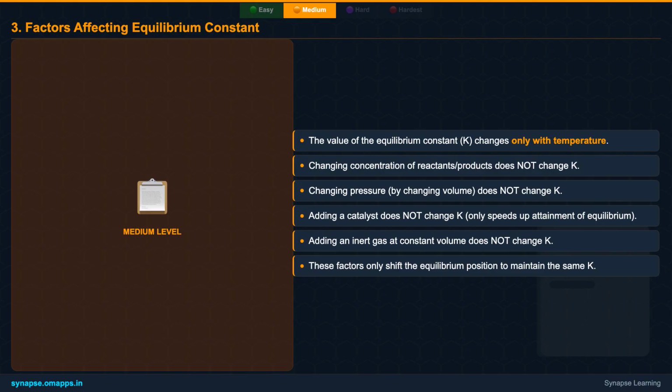Other factors like changes in concentration, pressure, or the addition of a catalyst might shift the equilibrium position according to Le Chatelier's principle, but they do not change the numerical value of K itself. This distinction is key for solving more complex equilibrium problems.